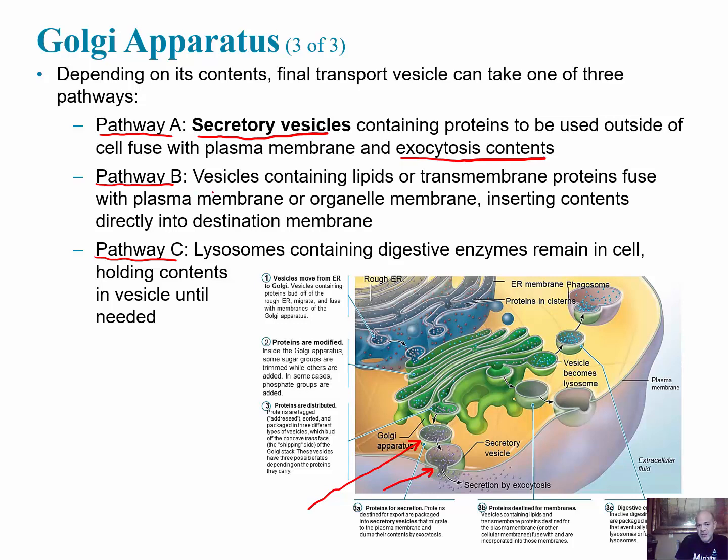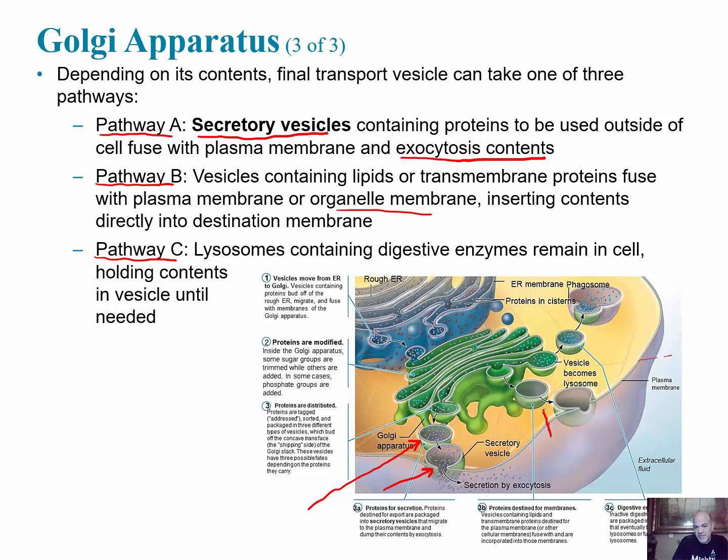In pathway B, the vesicles are going to contain lipids or transmembrane proteins, those found within the membranes. In this case, the vesicle is going to fuse with the plasma membrane or another organelle membrane. And so what happens here is we're going to insert those proteins or those lipids into the membrane. So in pathway B, the final products are going to become part of the plasma membrane.